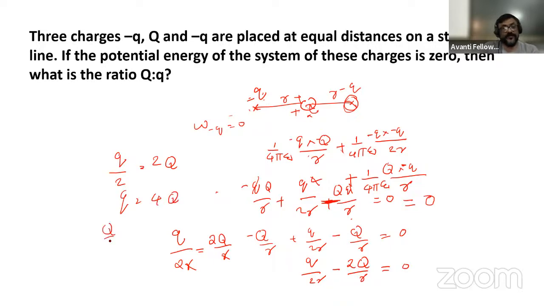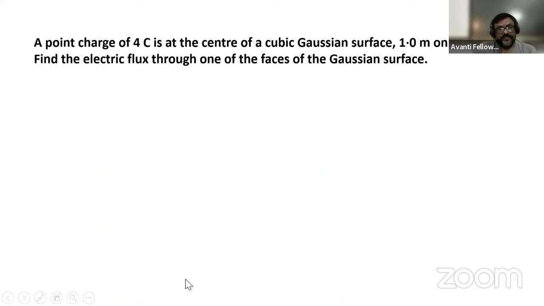So what is Q by small q? Capital Q by small q. This 4 will come here. It will be 1 by 4. Or this ratio is 1:4. Okay. So we should only know the equation for the energy of a system of 3 charges. So that's all about this problem. And now we got the answer as 1:4. Somebody has solved it. Very good. So we got the answer as 1:4.